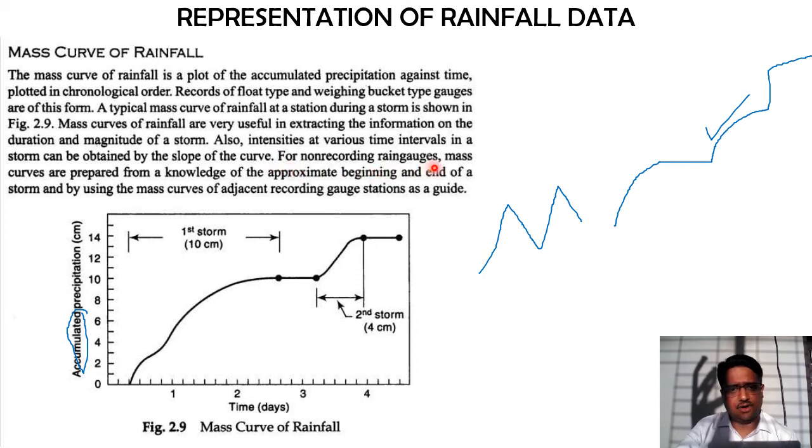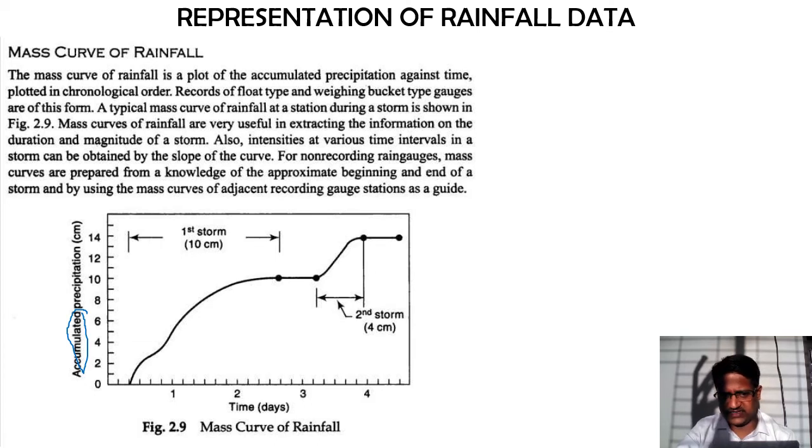For non-recording rain gauges, mass curves are prepared from the knowledge of the approximate beginning and end of the storm, and by using the mass curve of adjacent recording rain gauge stations as a guide. Okay, so let me explain what all this means, and why this is so important.